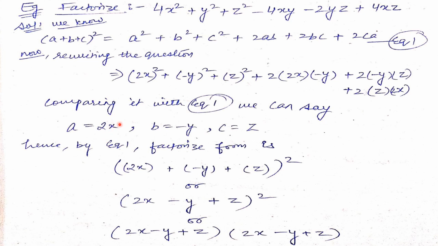So if these two parts are comparable, can't we write the factorized form as the answer? Hence, by equation 1, the factorized form will be like this: bracket 2x plus minus y plus z whole square, or 2x minus y plus z whole square, or you can write like this also, whatever you like.